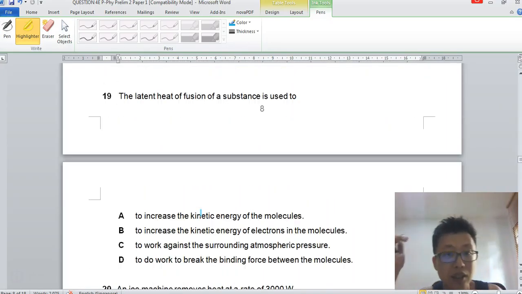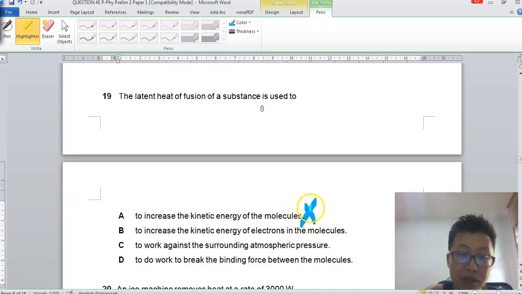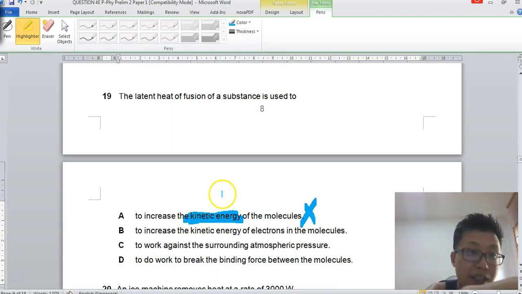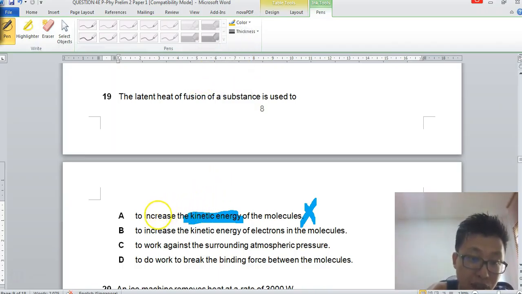and you are asked what is latent heat of fusion. Isn't this a definition? Okay, it's not a definition, it's understanding. What is it used for? Is it used to increase the kinetic energy of the molecules? Definitely not, because if you increase kinetic energy, you will also be increasing the temperature. So this option has an implication that you are increasing the temperature.